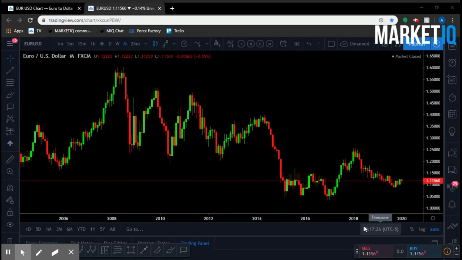Multiple time frame analysis is simply the process of looking at the same pair, but looking at it on different time frames. And a time frame is defined as the time it takes for one candle on the chart to form. On this chart here, you can see we're on the monthly time frame. So each candle takes 1 month to form.